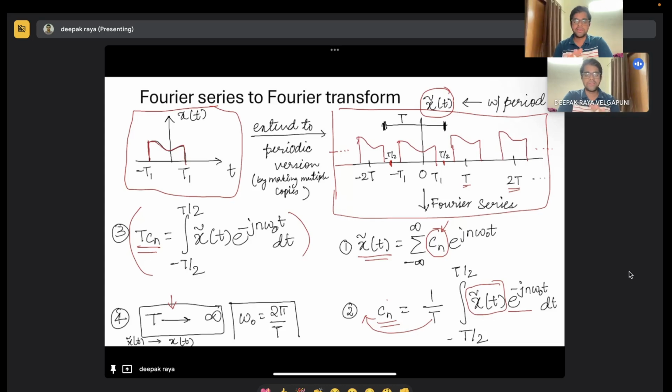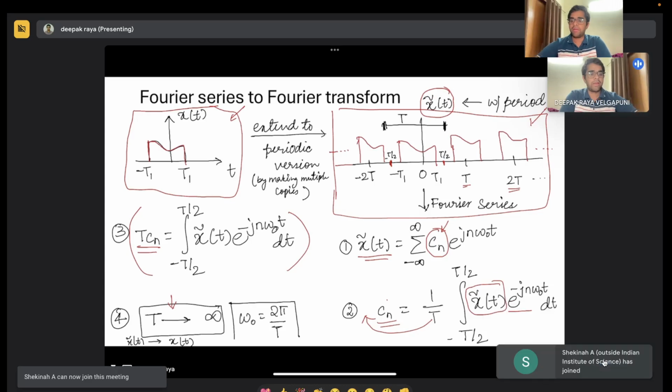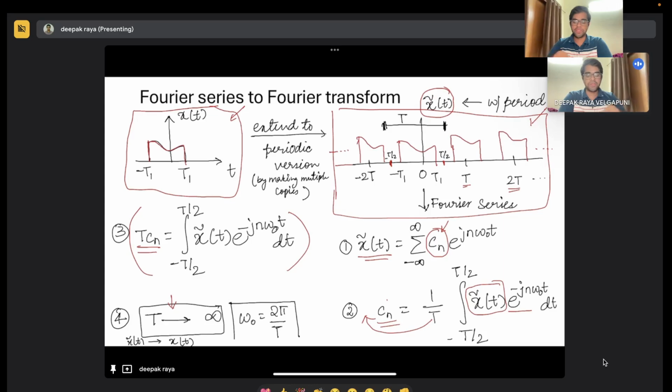So the basic idea here is, we have an x of t signal, and we are extending it to a periodic version, and a periodic signal has a Fourier series. We write down the Fourier series expression and get the coefficient out, and from the coefficient we try to see what happens as T tends to infinity. As the time period tends to infinity, the periodic version stretches to infinity on the right-hand side, and you're left with the same signal x of t. We also know that omega naught, the fundamental frequency, is represented by 2 pi by T.